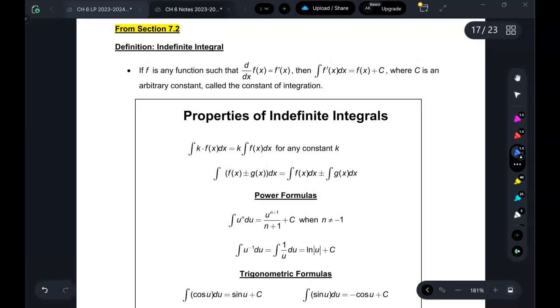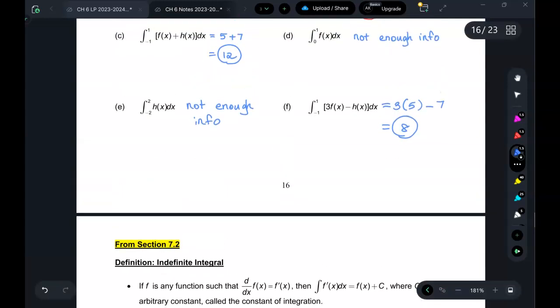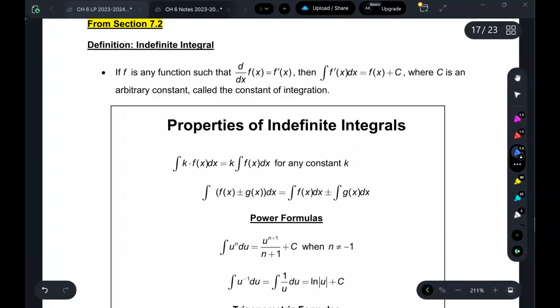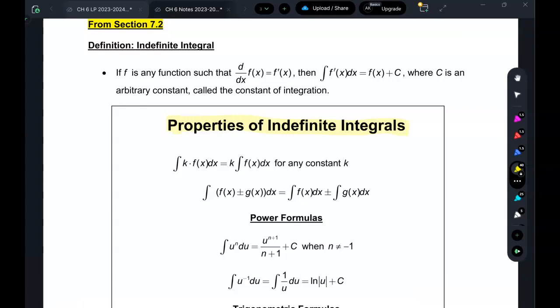Okay, so I'm going to jump ahead to chapter 7. The one we just did would be 3 times 5, not 5 minus 7? No, because it's just 3 times f of x. If the 3 was all the way in the front, then... Okay. So we are going to jump ahead to properties of indefinite integrals. Okay.